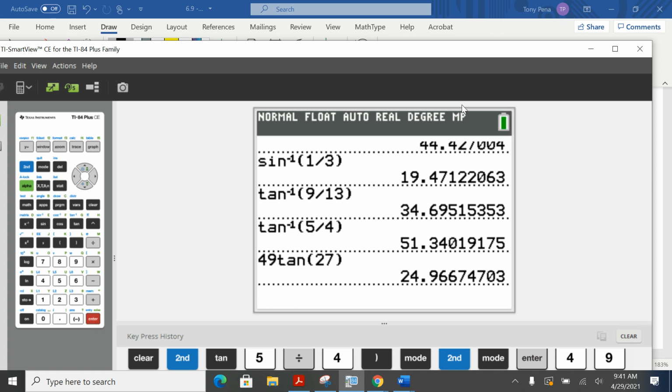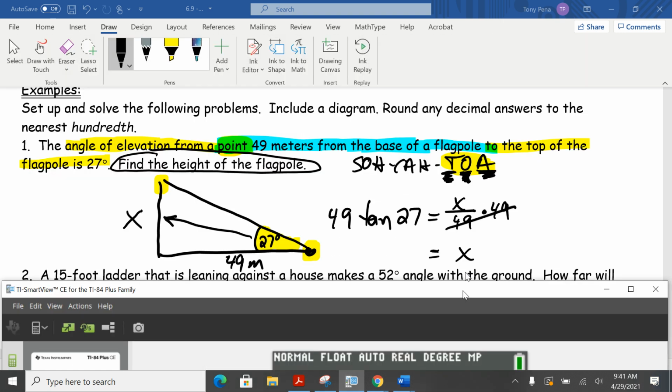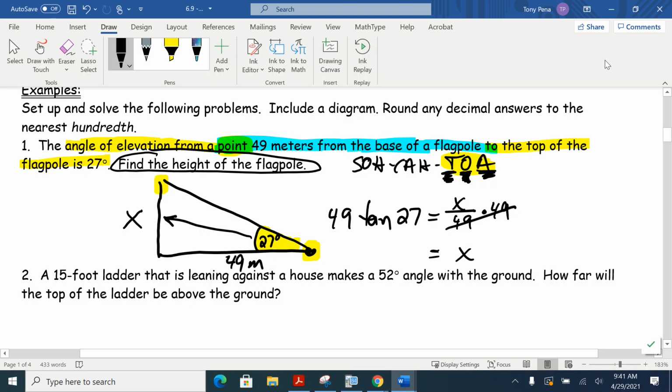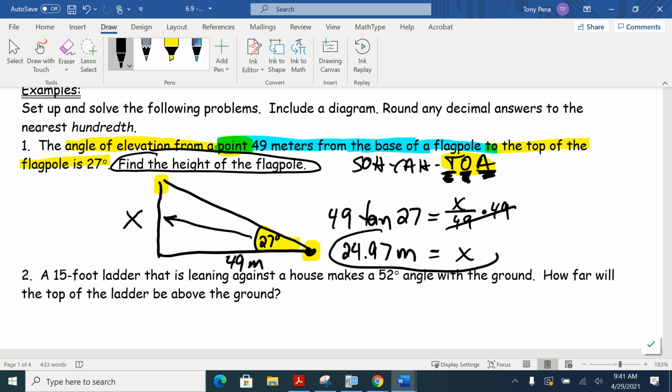We should get that. And then what do I tell you to round to here? All right, to the nearest 100th. So that would mean this 6 should get bumped up one spot since the number behind it is greater than 5. So 24.97. And then these, we're looking to see how tall it is. So we want to give it a unit. So we know it's not inches or feet. In this case, it is meters. So we're about 25 meters tall. That's how tall the flagpole is.